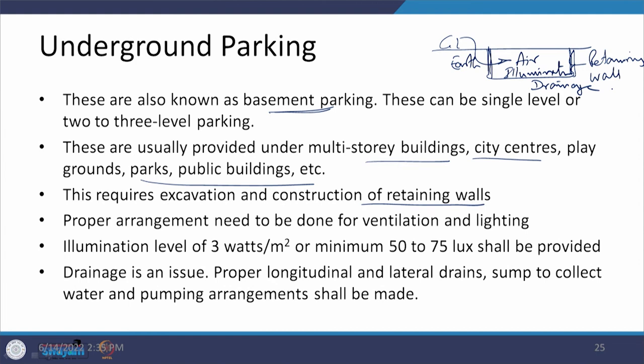In that direction, the illumination level has been defined as a minimum of 3 watts per meter square or a minimum of 50 to 75 lux. For drainage, the longitudinal and lateral drains need to be provided, and sumps are also provided where the water gets accumulated and then it is pumped in and out of the system.